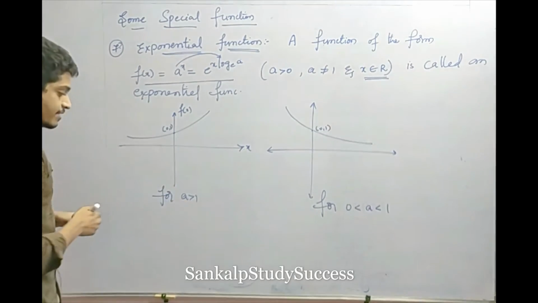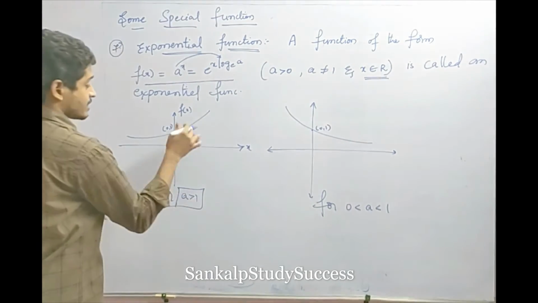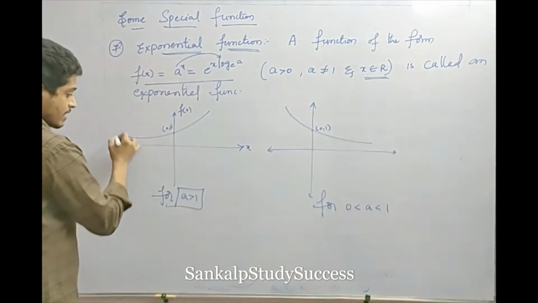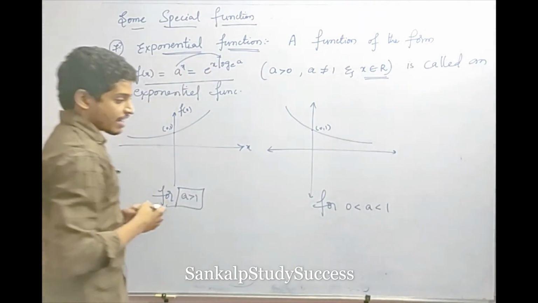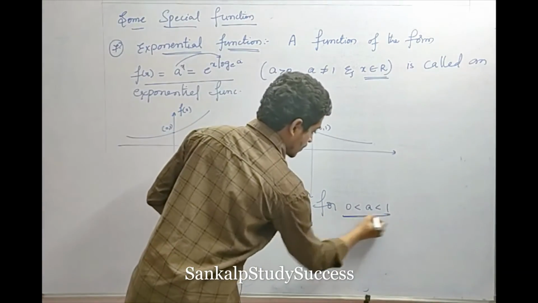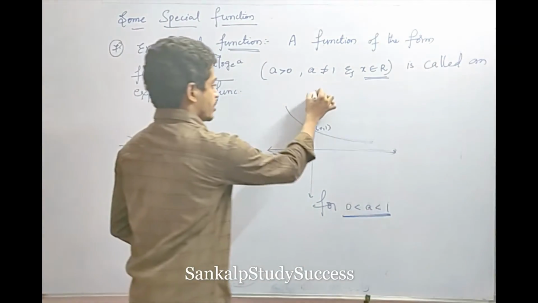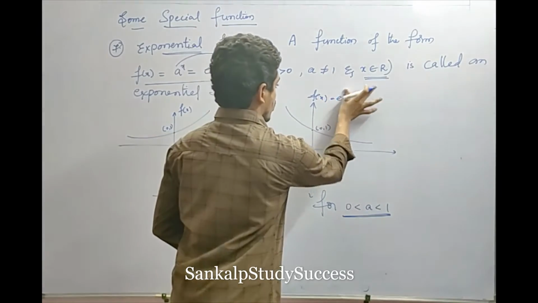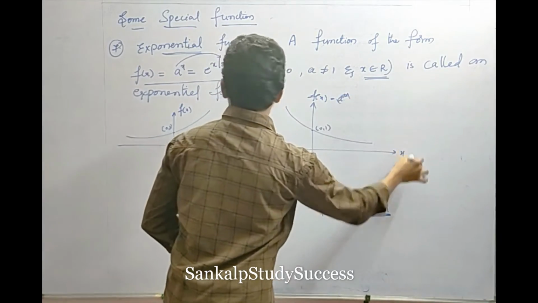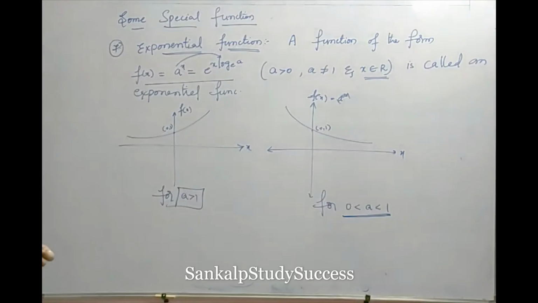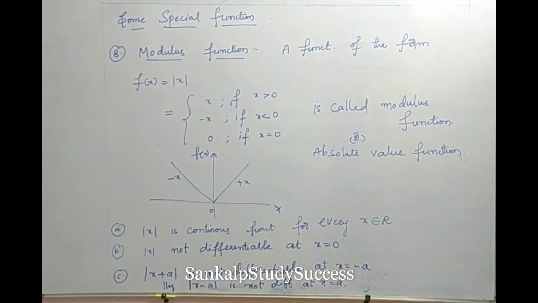And the graph: if a is greater than 1, the graph will be in increasing order, and if a is in between 0 and 1, the graph will be in decreasing order. This is the exponential function, friends. E power x or a power x, right? Did you understand? So remember, friends, a should always be greater than 0. If a is greater than 1, the graph will be increasing, and if a is in between 0 and 1, the graph will be decreasing.